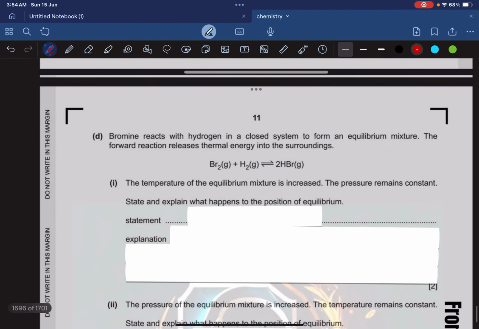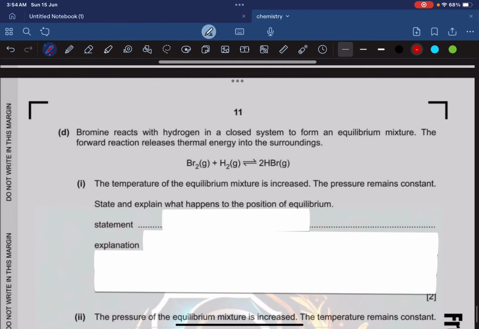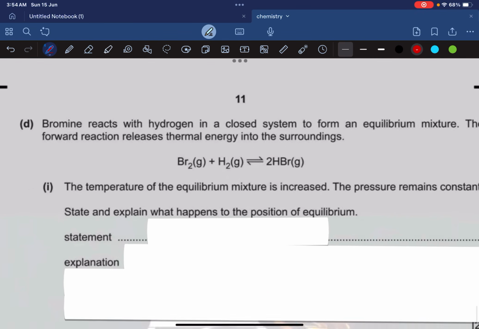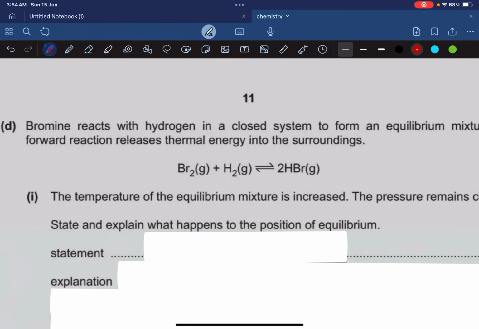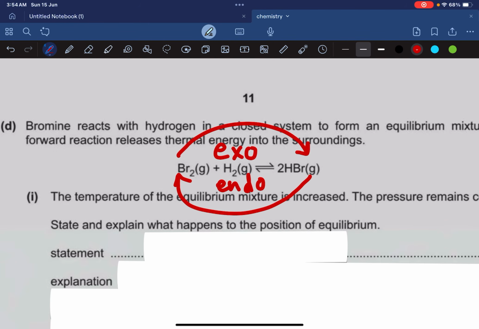Now the next thing: bromine reacts with hydrogen in a closed system to form an equilibrium mixture. The forward reaction releases thermal energy into the surroundings. That's a very important statement, that the forward reaction releases thermal energy. That means the forward reaction is going to be exothermic. And when we know forward is exo, we already know that backward is going to be endo. That's really helpful.